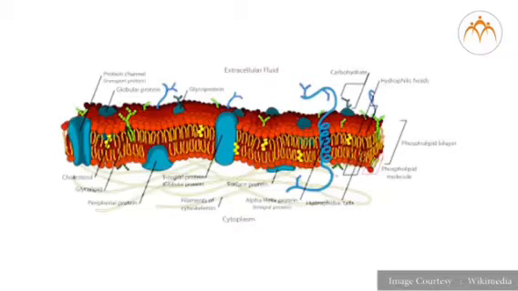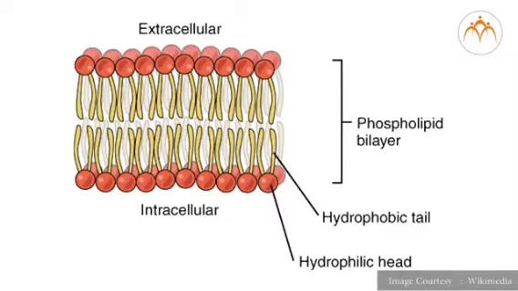Cell membrane. All living cells are bounded by thin semi-permeable membrane called as cell membrane or plasma membrane. This membrane is primarily composed of phospholipids and proteins and hence typically described as phospholipid bilayer. It is the outermost covering of animal cells.